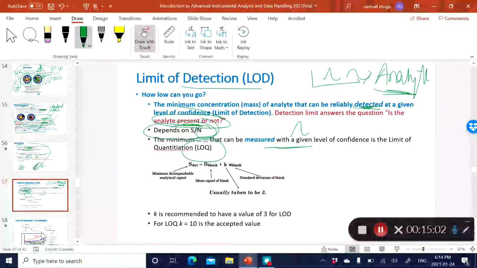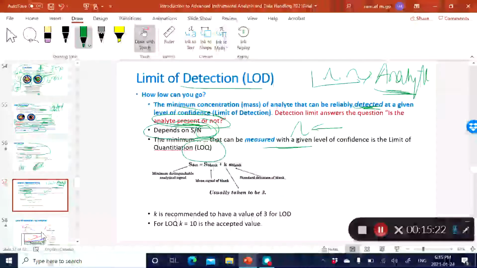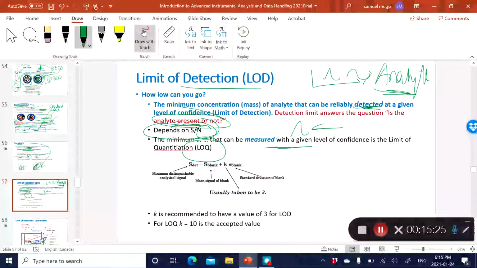So it's a minimum concentration that is obtainable by a certain method within a certain level of confidence limit, meaning it's fairly reproducible. And so I can be fairly confident about the presence of that analyte, using the determined concentration, meaning the data is fairly accurate. So take note of that difference.